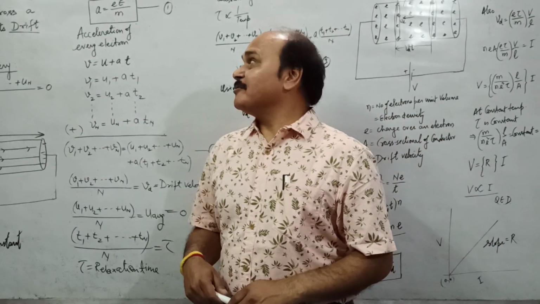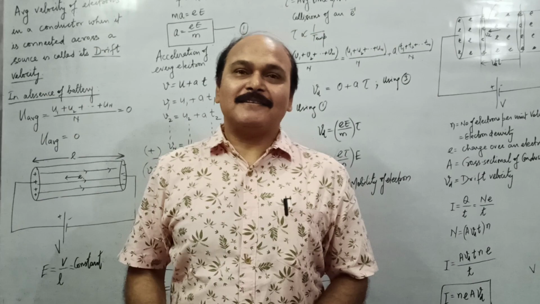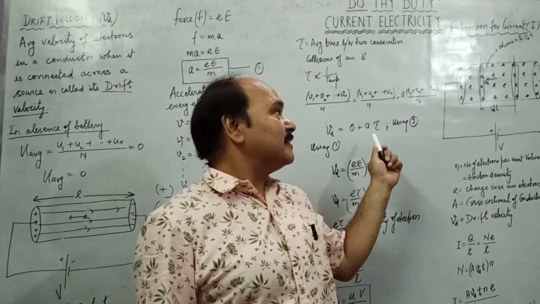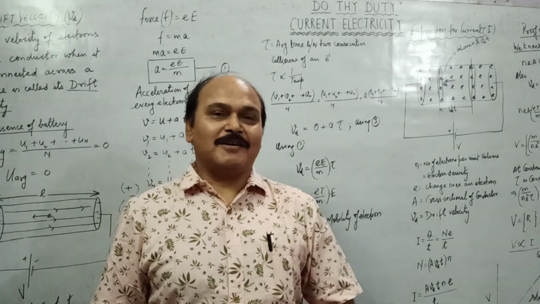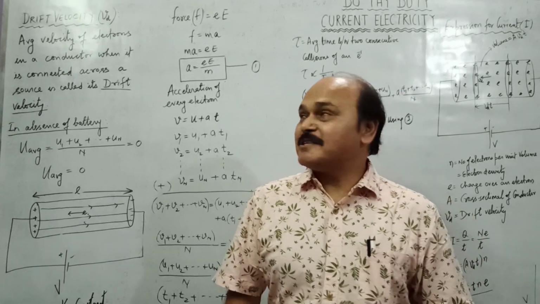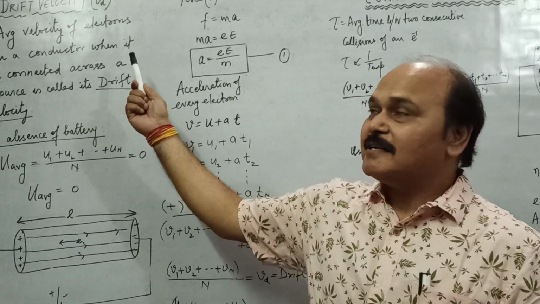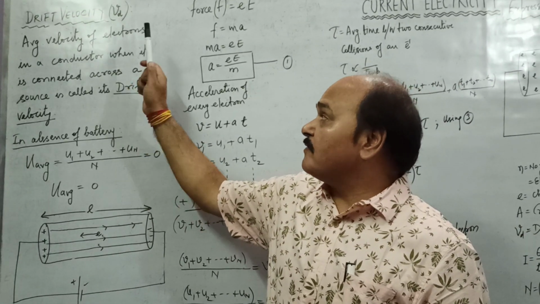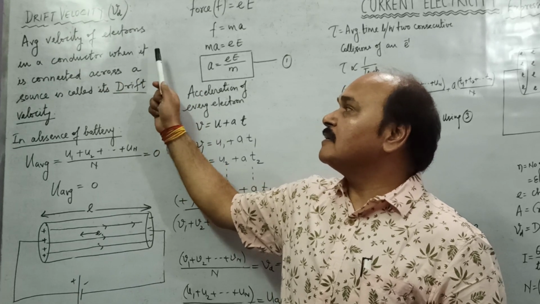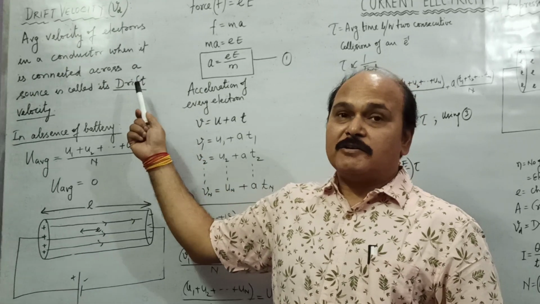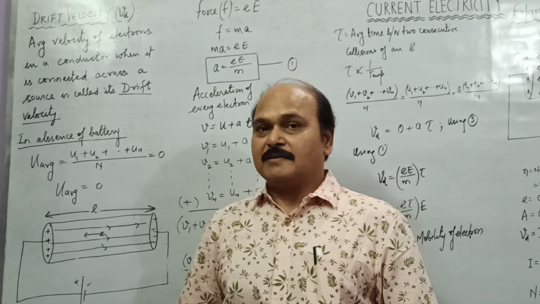Well, now we are going to study drift velocity, the expression for current, and then we'll prove Ohm's law. So what is drift velocity? Drift velocity is the average velocity of electrons in a conductor when it is connected across a battery.